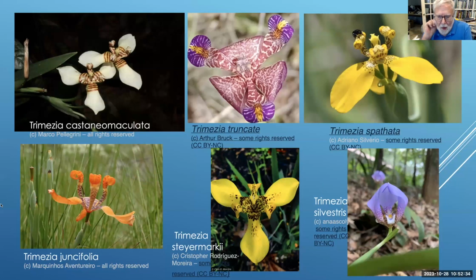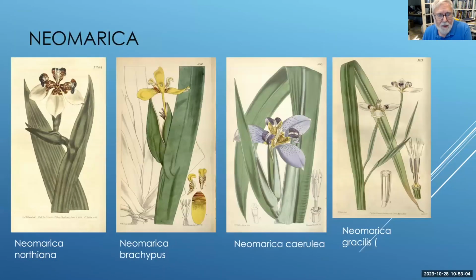Almost everything in the group has strangely bent or folded, if you want to call them standards. But these are really bizarre how they're folded over. And that's pretty much common within the group. But I think these are really exotic looking plants. Unfortunately, most of the Trimesias are not available, but let's go to the next group.